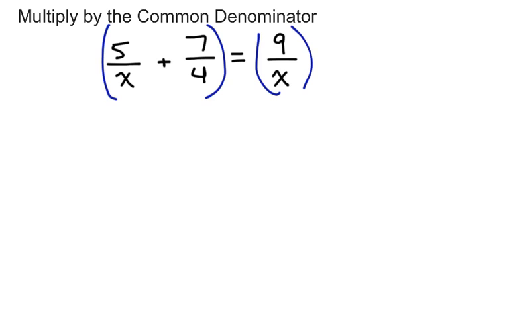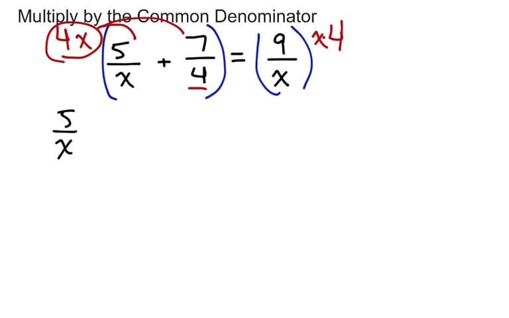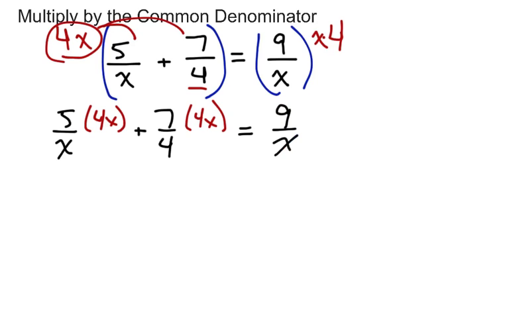So what I'm going to multiply on the left is, I'm going to want to get rid of the x. So we're going to multiply by the x on both sides. And I also have this 4. So I'm going to multiply both sides by 4 as well. Now, when we multiply over more than one term, we're going to have to distribute it to both of those terms that are in there. So this 5 over x is going to get multiplied by 4x. And this 7 over 4 is going to get multiplied by 4x. And on the other side, 9 over x is going to get multiplied by 4x.